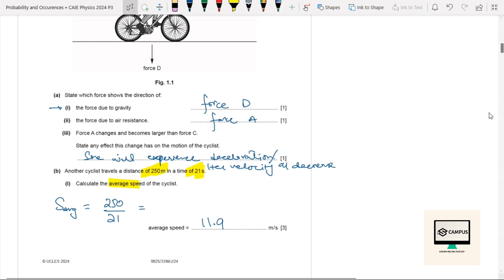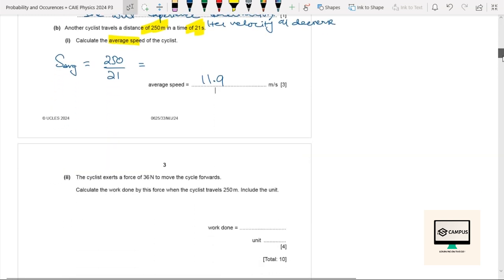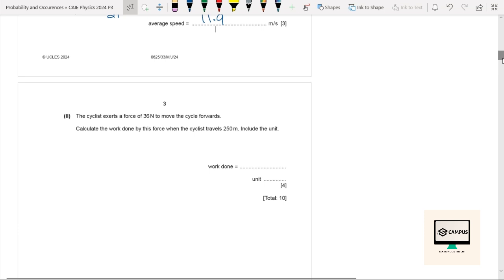So that's it. I think that's question number one. Oh no, we have one more part. Part two. Now the cyclist exerts a force of 36 Newtons to move the cycle forwards. So 36 Newtons is the force applied by the cyclist to move forward. We can assume any direction, rightward or leftward. So calculate the work done by this force when the cyclist travels 250 meters. And we have to also state the unit.